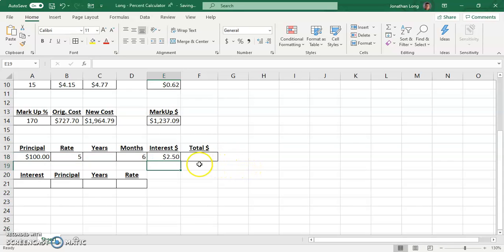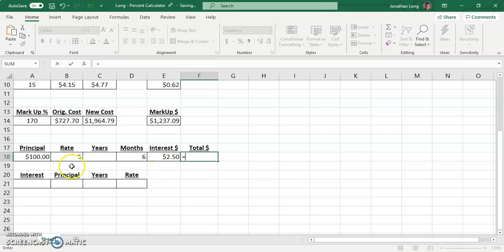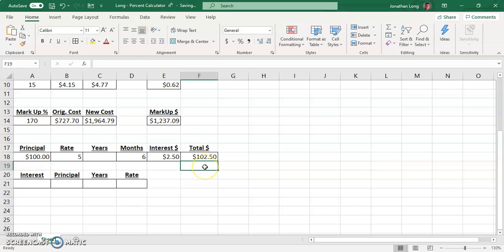Well, I have one last thing to do. Okay, how much total money do I now have in the bank? Well, I started with 100 and I made an extra $2.50 from the bank. So this is a simple addition, equals my principal, I just click on it, plus my interest. Hit enter. So after 6 months, I could leave with $102.50. Okay, so that's this part.